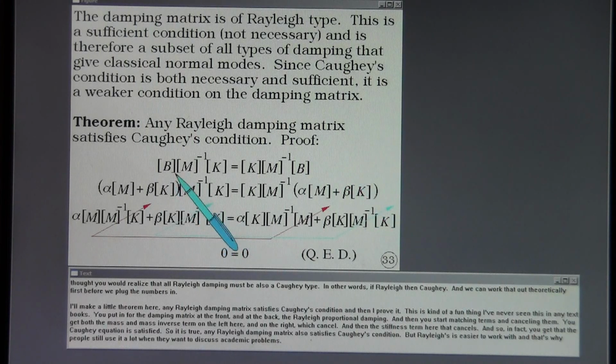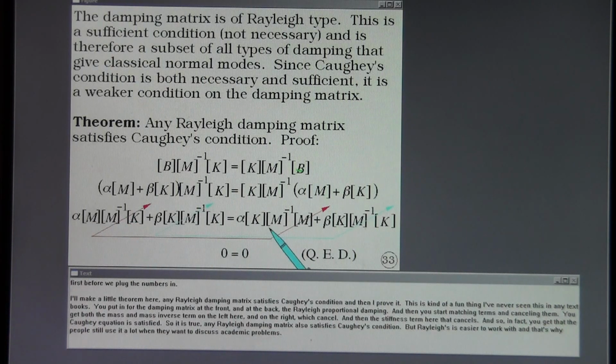You put in for the damping matrix at the front and at the back the Rayleigh proportional damping. And then you start matching terms and canceling them. You get both the mass and mass inverse term on the left here and on the right, which cancel, and then the stiffness term here that cancels. And so in fact you get that the Caughey equation is satisfied. So it is true, any Rayleigh damping matrix also satisfies Caughey's condition. But Rayleigh's is easier to work with, and that's why people still use it a lot when they want to discuss academic problems.